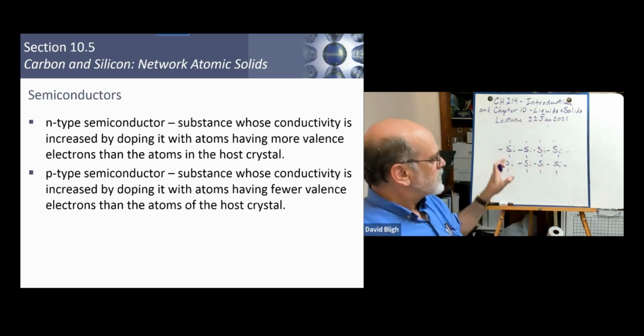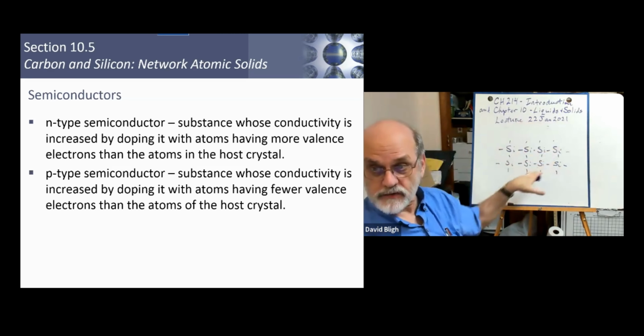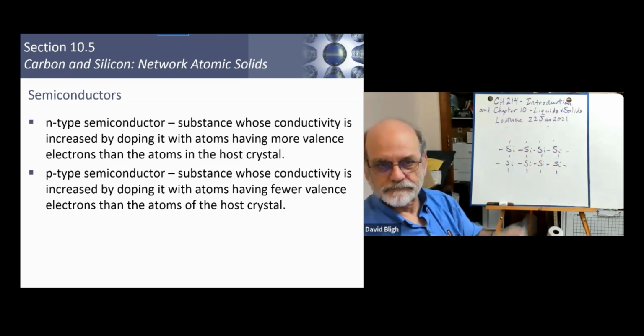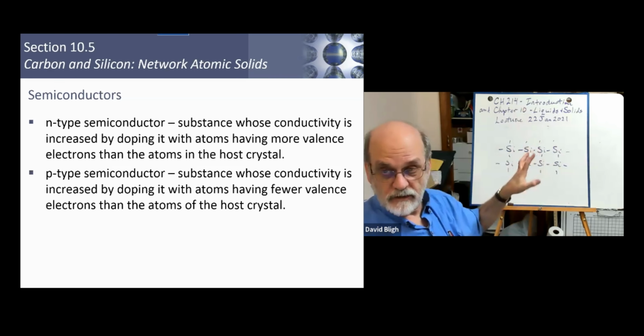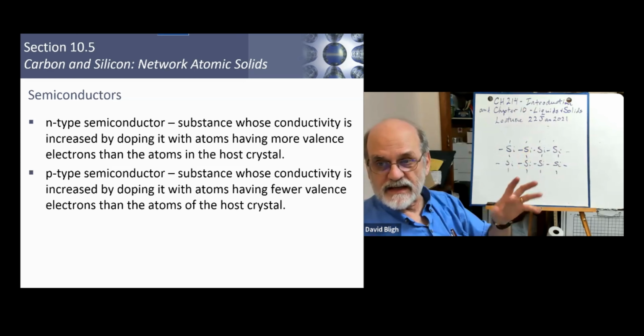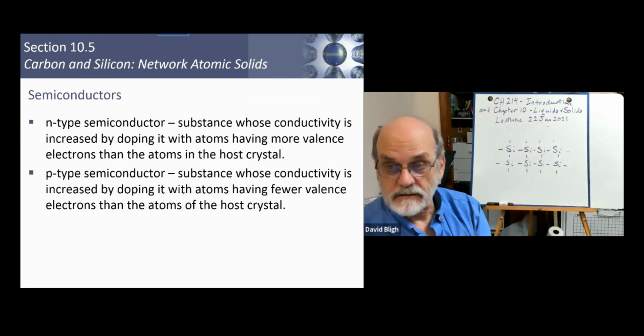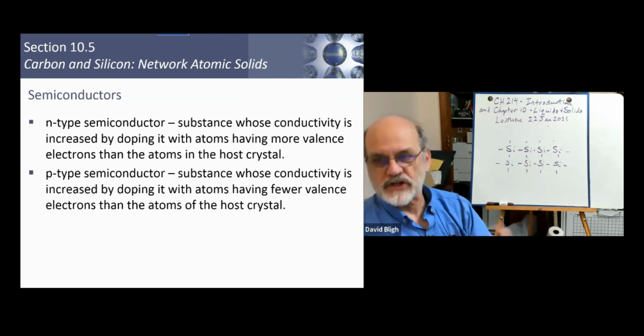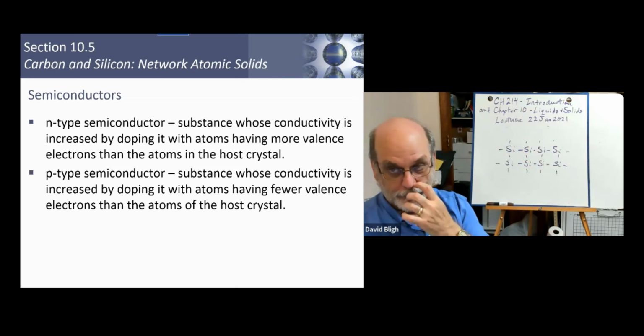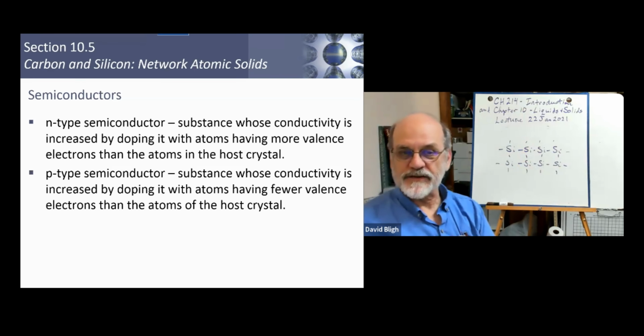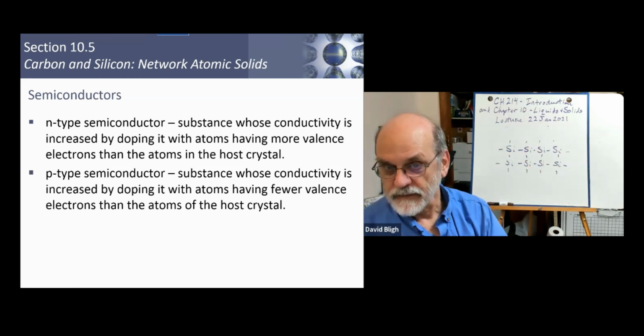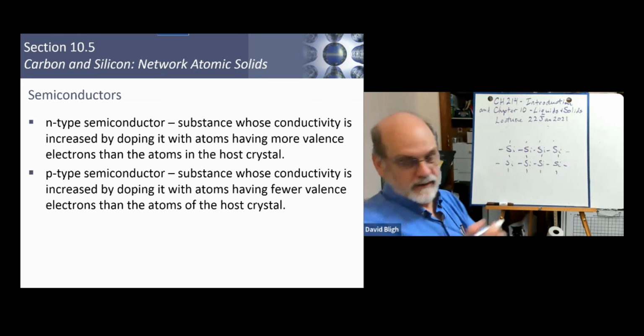Well, you have valence electrons, of course, for silicon, just like any element. And what we want to do is modify the crystal so that it has either excess electrons or is deficient in electrons. If it has excess electrons, we have an N-type semiconductor.